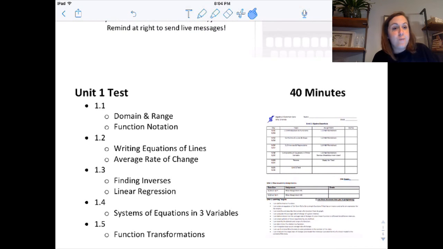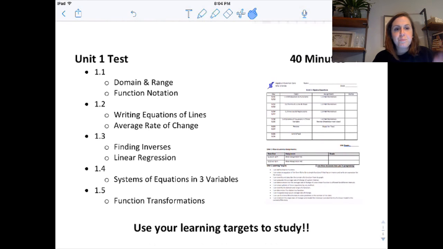So these are our main topics: domain and range, function notation, equations of lines, average rate of change, finding inverses and linear regressions, system of equations in 3 variables, everybody's favorite, and function transformations.